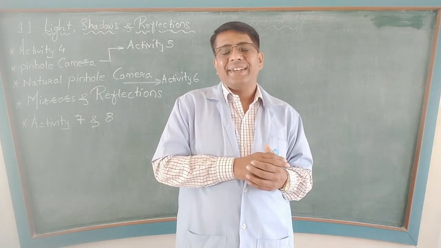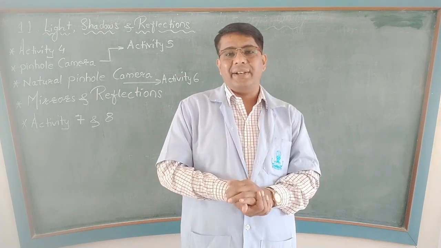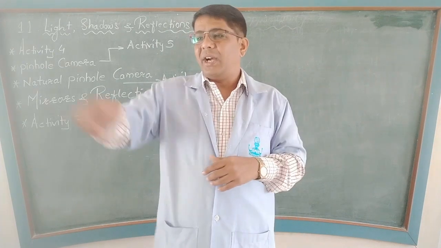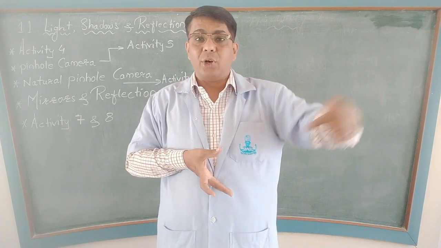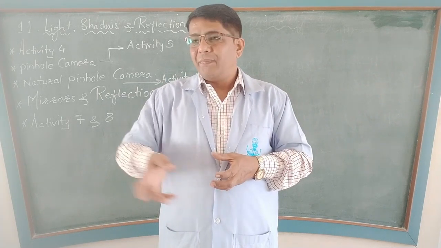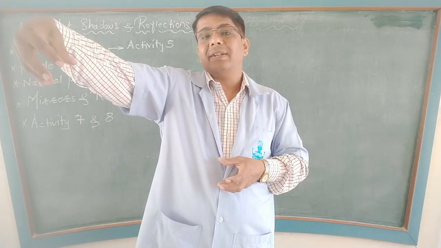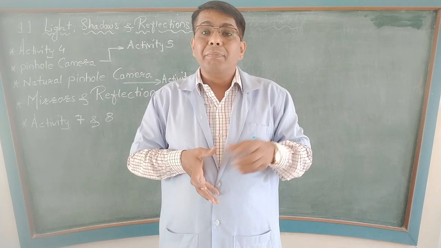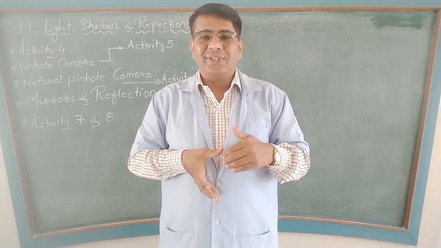There should be 3 friends. You have a torch, and a mirror in your hand. Hold that mirror in your hand and ask your friend to stand here, and another friend to stand here. Now let him focus the torch light on this mirror, and try to adjust in such a way that the reflection reaches there. The beam of light reaches there. So what does it suggest? Reflection of light takes place. In other words, the mirror reflects everything which falls on it.